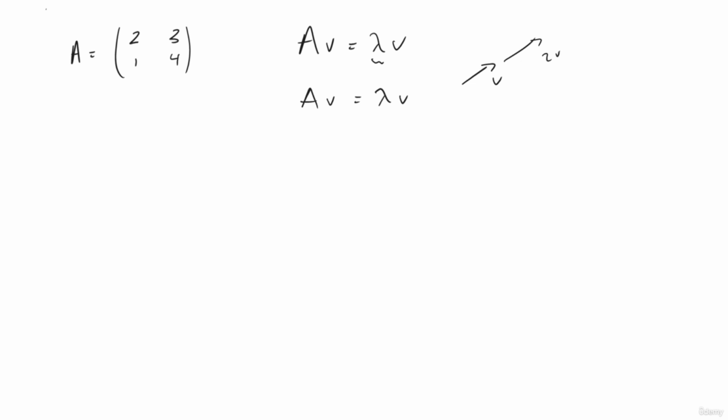In that case, the eigenvalue is just going to be 2. And so that's essentially what we're solving for here. When we solve for eigenvalues, we're solving for lambda right here.